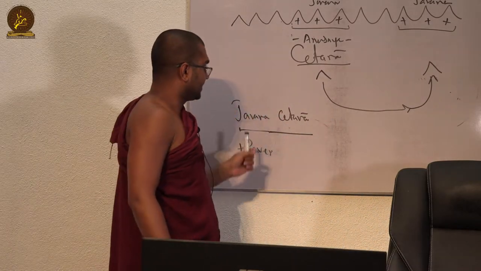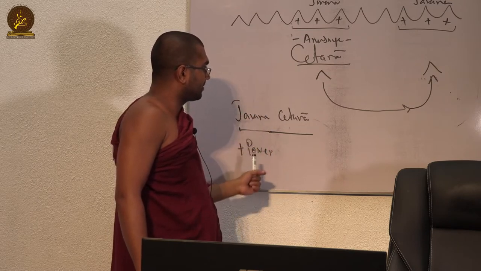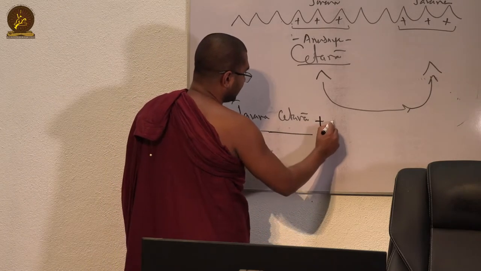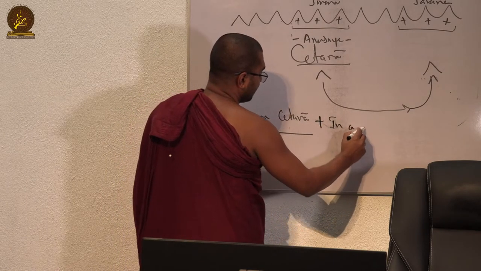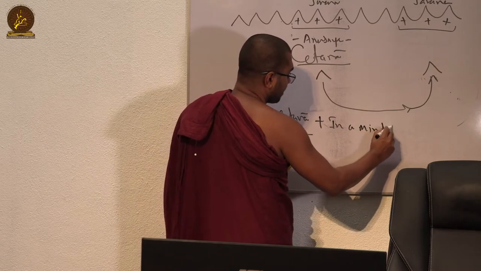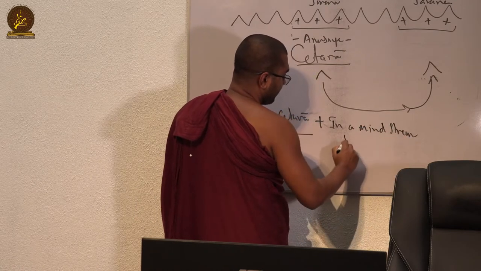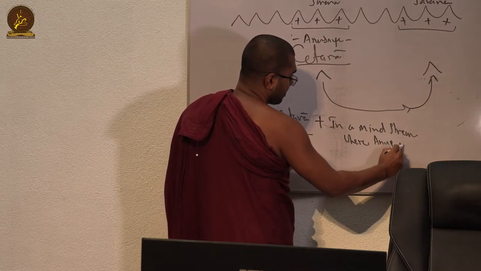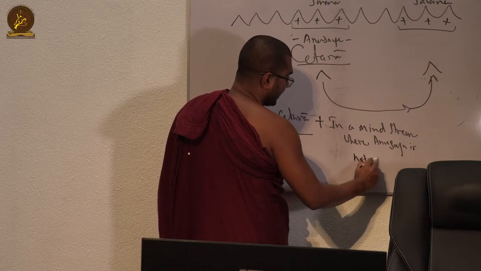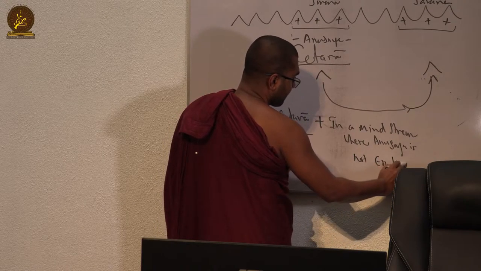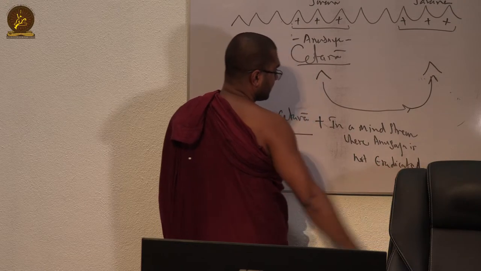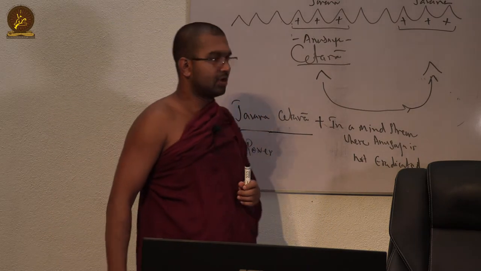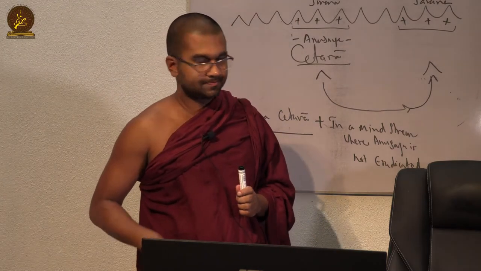So for some chetana, the mental factors, to become a karma, it has to be a javana chetana in a mind stream where anusaya is not eradicated. In a mind stream where anusaya is not eradicated. That is the second requirement.